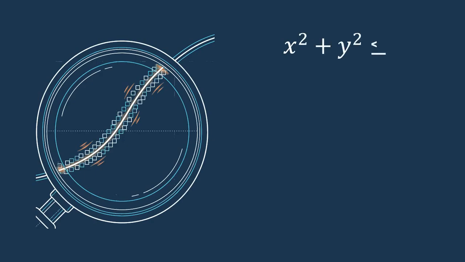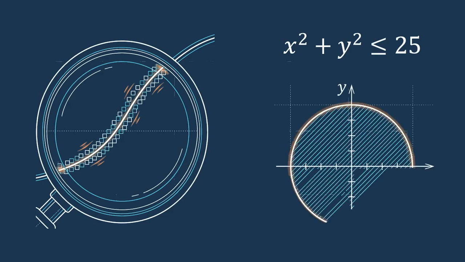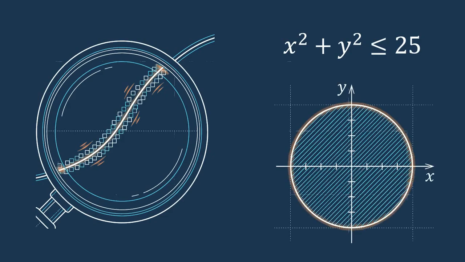Inequalities use the same logic. If you type x squared plus y squared less than or equal to 25, Desmos checks which regions make the expression negative and shades them in. That's why shaded regions take more work to draw than simple lines.